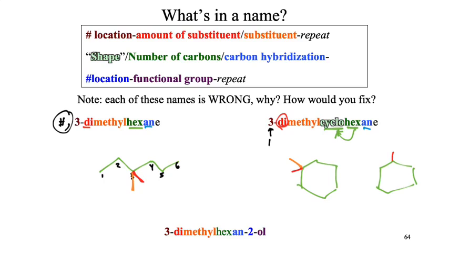Whoops, sorry, let me align that a little better. Or are we trying to go with a 1,3-dimethylcyclohexane? See why it's important to specify each of those pieces of information. So in the first one where we had to specify each one, 3,3, you might say, well, wasn't that redundant? It is redundant when it's the same number.